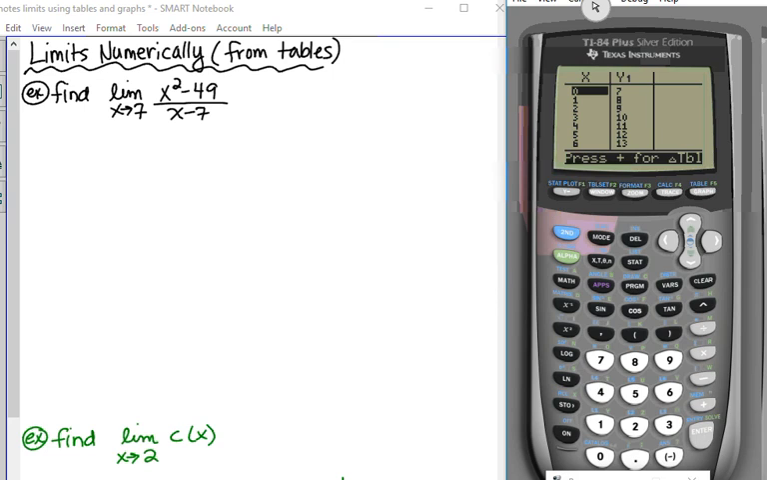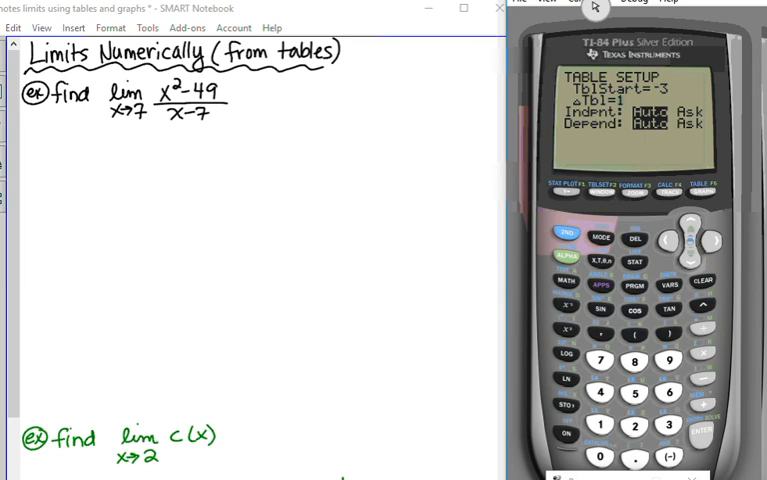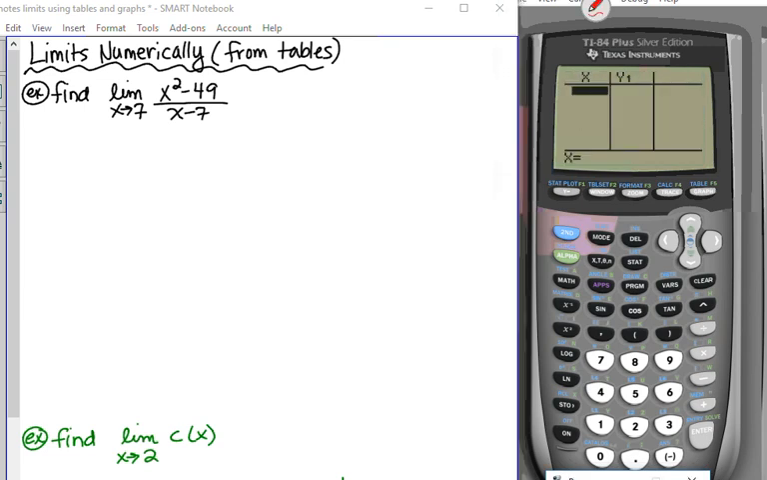My calculator is set up the way most of yours are set up from the beginning, which is where you just go up and down and it gives you all the numbers in the table. We want to change that because we need to be able to put our own numbers in the table. So if you go to second table set, we can go down and we can change our independent variable, or our x, to ask. And then when we make the table, it's going to be empty. And we'll leave our dependent, or our y, on automatic so that it fills in y based on x. Okay, so I'm going to make my table.